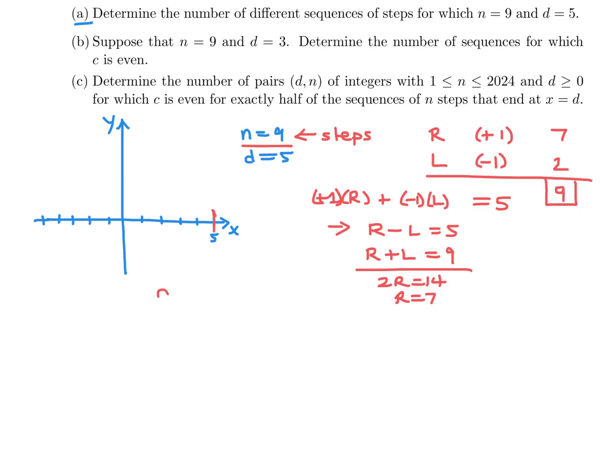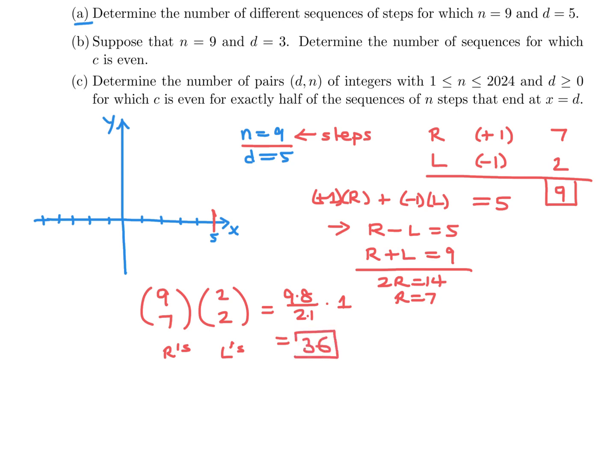So from the 9 steps, I want to choose 7 to be the R's. So 9 choose 7. And then from the remaining 2 steps, I want to choose both of them to be the L's. And that basically would be the calculation. So 9 choose 7 is 9 times 8 over 2 times 1. And then 2 choose 2 is just 1. So 9 times 8 is 72. 72 divided by 2 is 36. So 36 is the answer to this question.